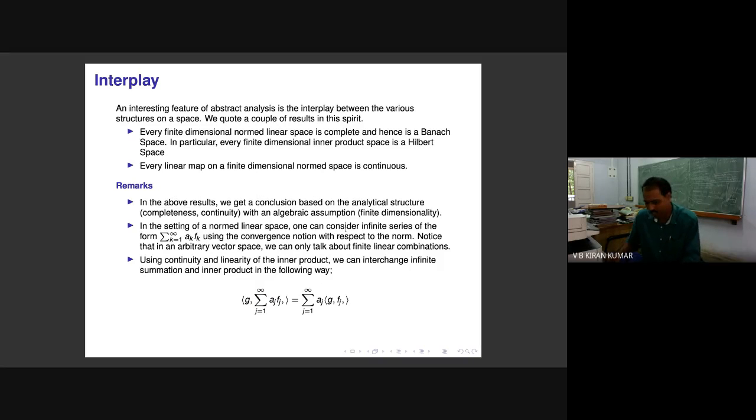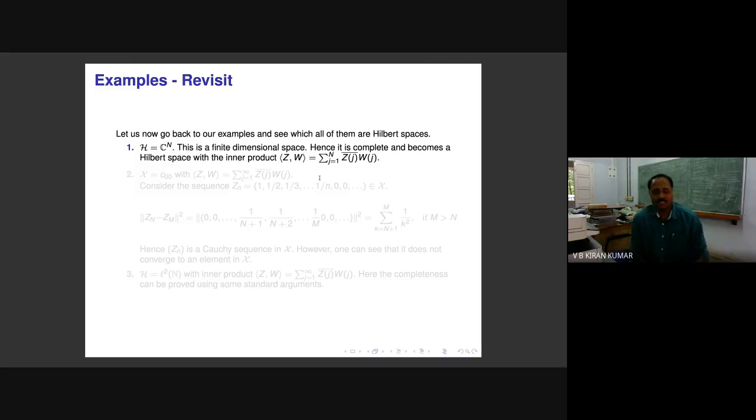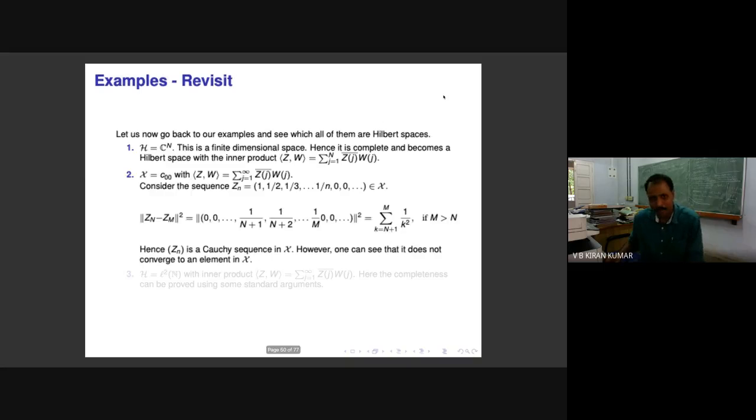That's the only difference. Now let us go back to the examples and see which of them are complete, or give you a Hilbert space. Look at the first example, H equal to Cn. We know that this is a finite dimensional space, and we have already seen that every finite dimensional space is complete. Therefore, it's a Hilbert space. So this gives you the first example of a Hilbert space. Now the second example, C00. Here you don't have finite dimensionality. It's actually an infinite dimensional vector space. So in fact, this is not complete.